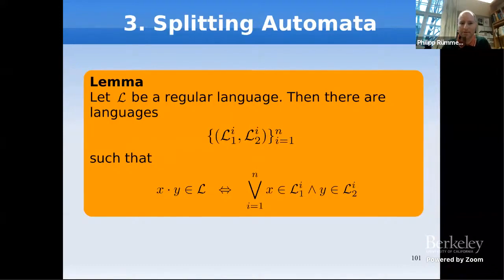And so this is essentially the lemma that is underlying this. Whenever we have a regular language L, then there is a finite set of pairs of languages of this form, so that x concatenated with y is in L if and only if x is in one of these L1i and y is in the corresponding L2i. And right, here I should say that these languages are again regular languages, so we can describe them using automata.